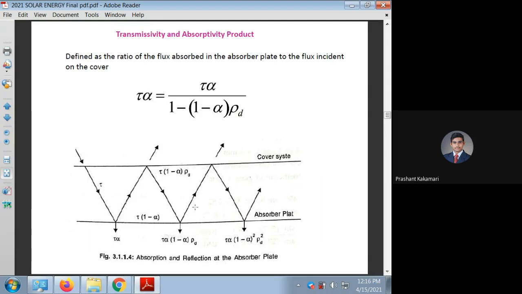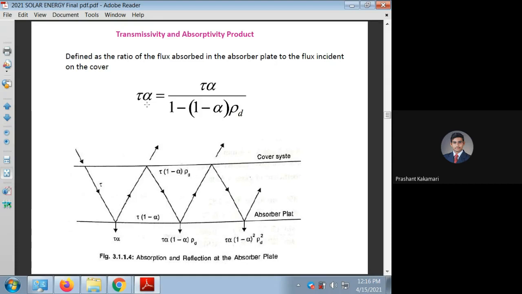Similarly, if you take the next cycle, and infinite number of cycles, it will be squared. So like this, we are focusing on what energy is received on the absorber plate. To write everything, you take the sum of tau alpha plus tau alpha into (1 minus alpha) into rho d, plus tau alpha into (1 minus alpha) squared rho d squared, like this for an infinite number of terms. I can take tau alpha as a common term.